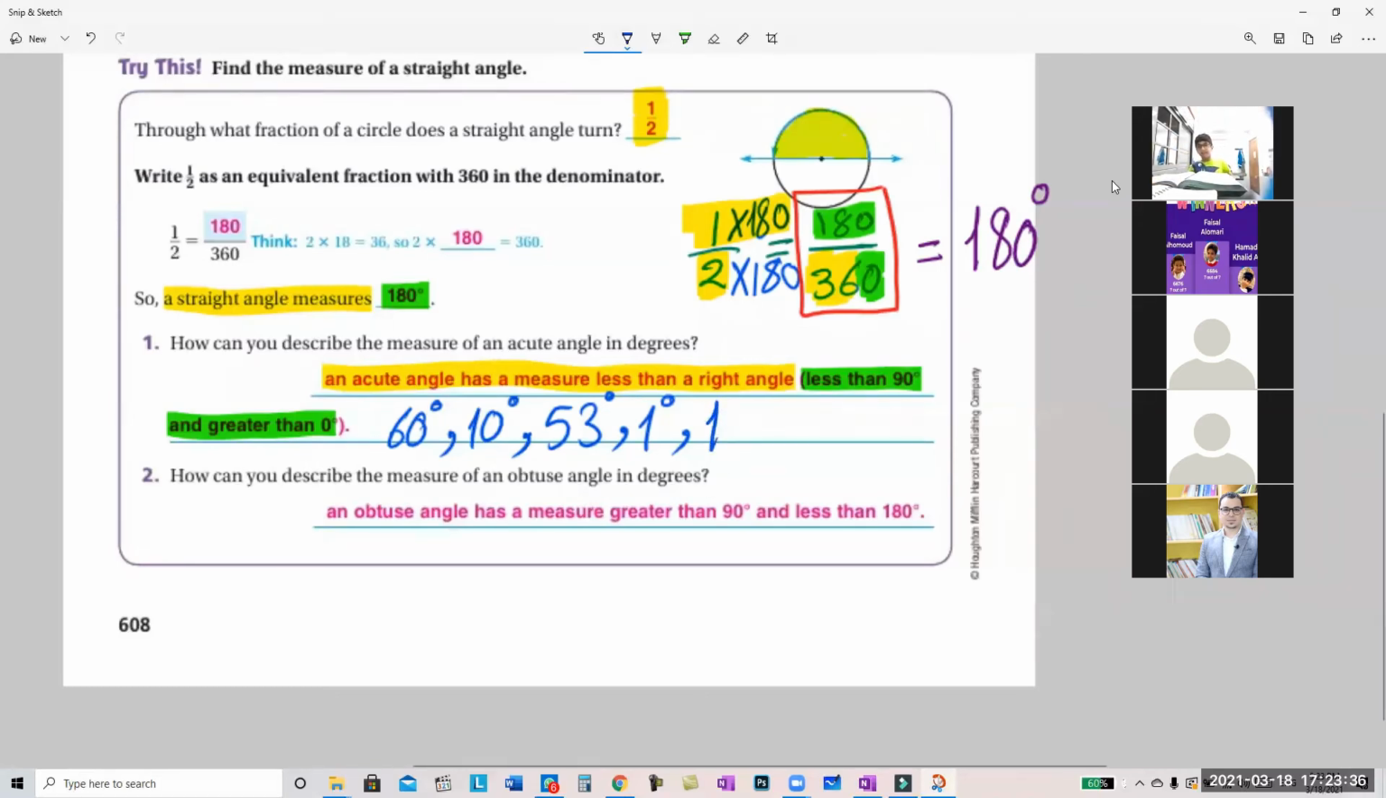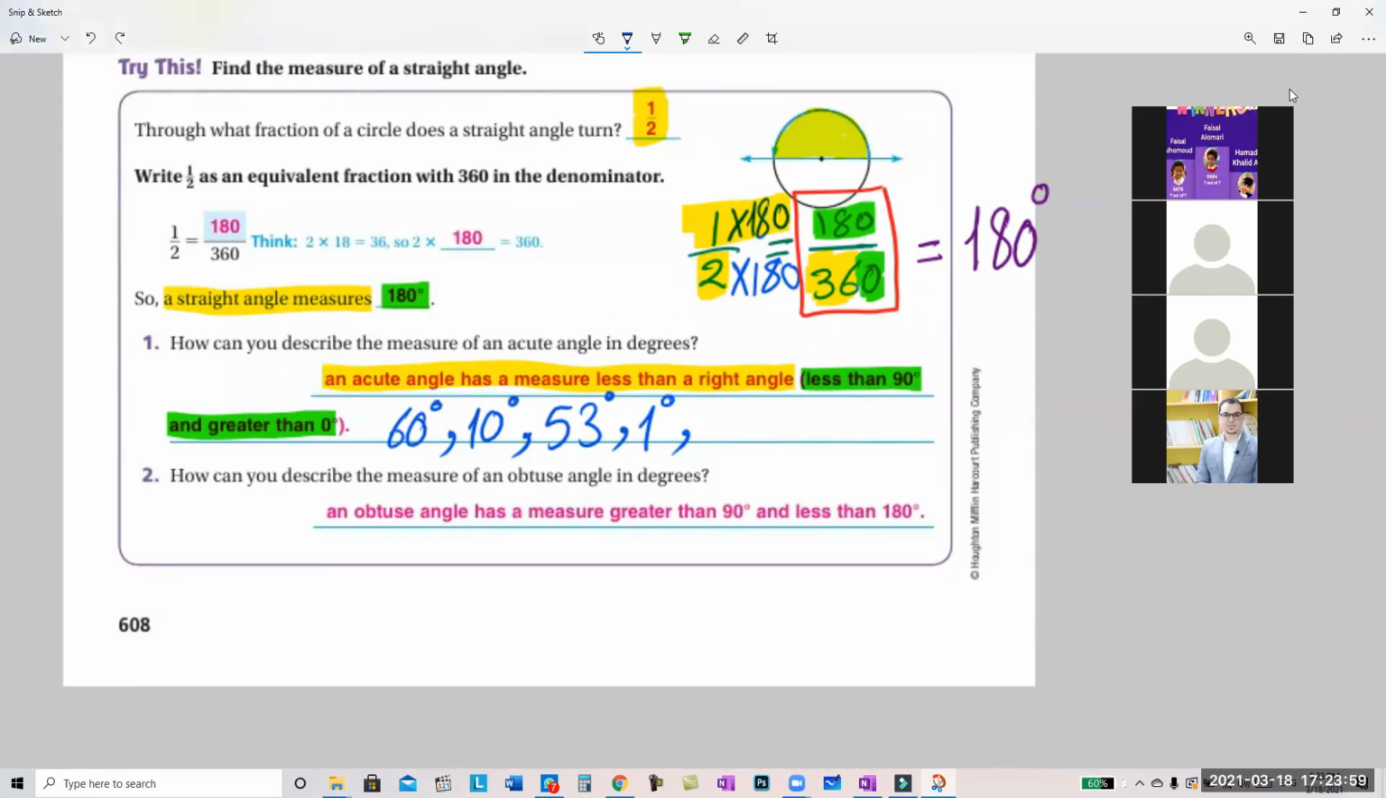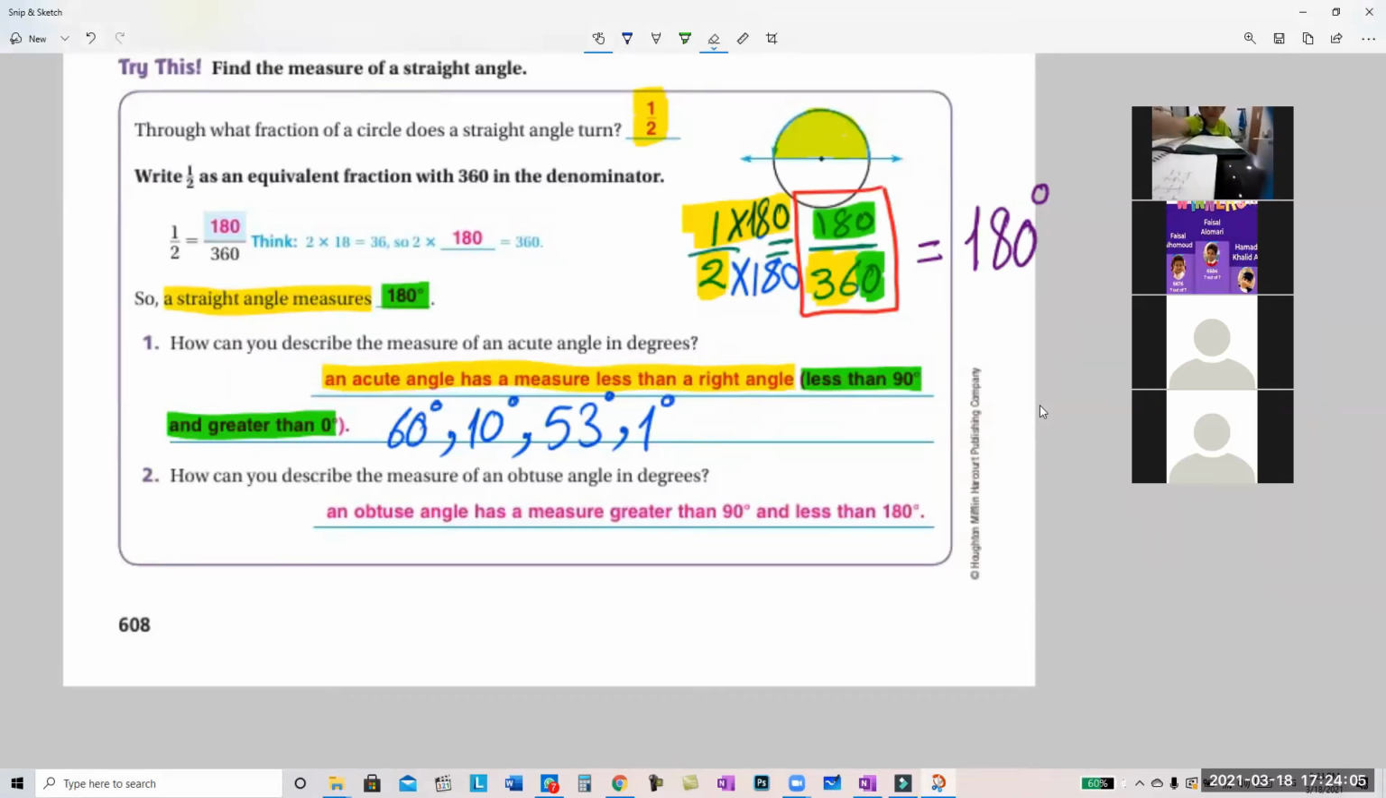Okay, what about this? 150 degrees. No. Why? Because an acute angle is less than 90 degrees. You are genius. You are perfect. So we can do it. Thank you so much, Hussein. Okay, so that's the meaning of acute, guys. Okay, let's move to the last one.